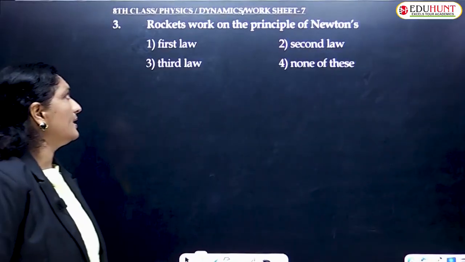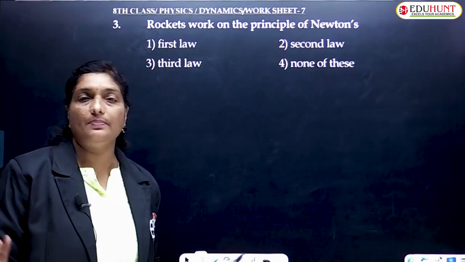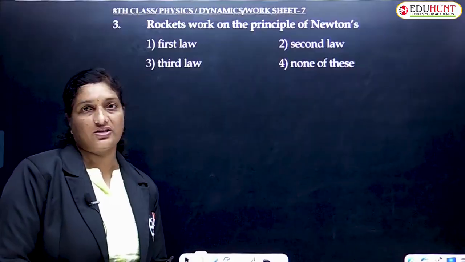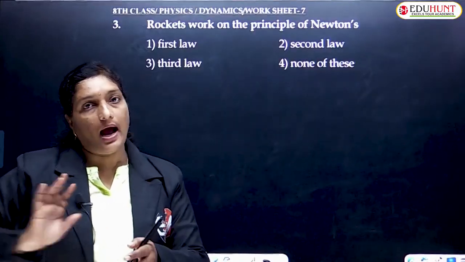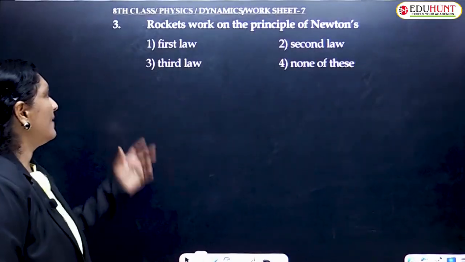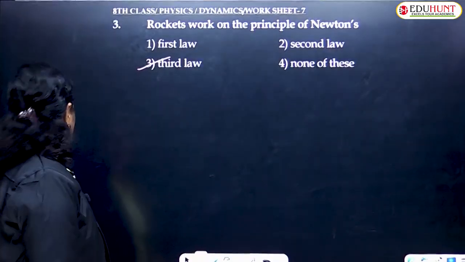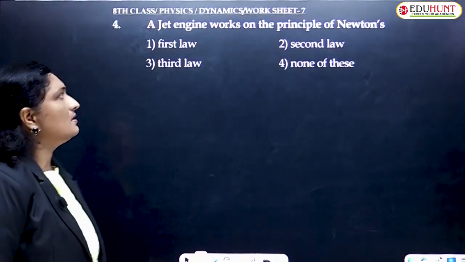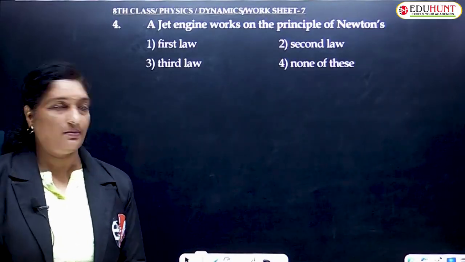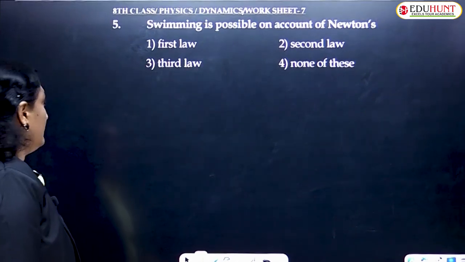Next numerical. Rockets work on the principle of which law? Rockets and jet aeroplanes work on the principle of Newton's third law of motion. To every action there is an equal and opposite reaction. That means the gases will come out, action part, and reaction part is the jet planes and rockets will move forward. Hence it is based on Newton's third law of motion. So option number 3. Next, question number 4. A jet engine works on the principle of, just now we have discussed that jet aeroplanes and rockets work on the principle of Newton's third law of motion. So option number 3.